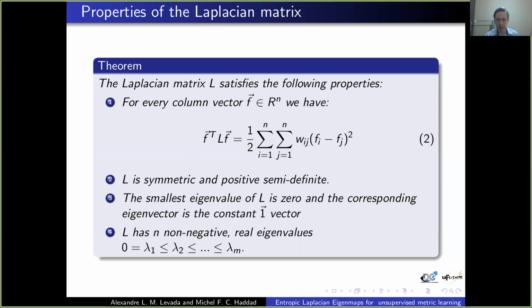If we think in terms of preserving locality, it means that points that are close together in the input space must be close together in the output space, where f_i and f_j are the coordinates of these points in the real line. That's the criterion. We want to minimize them.